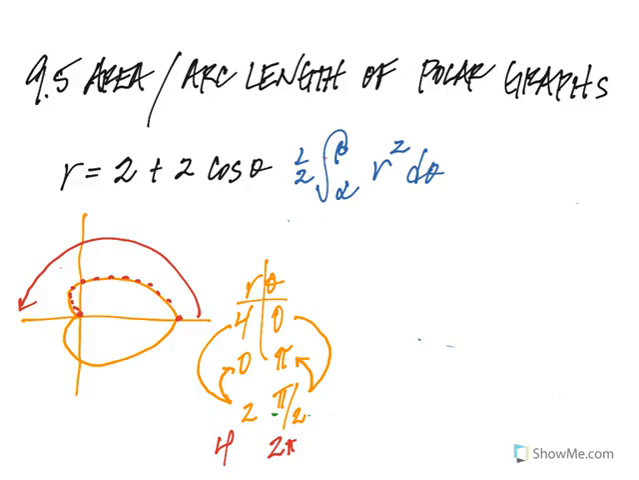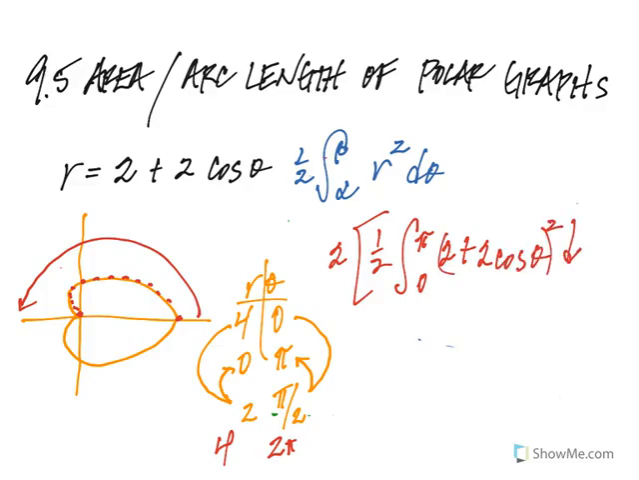So I'll write them both down here. If I use symmetry, I'm going to just take the top half of this cardioid and double the area. The area from 0 to pi, my r is 2 plus 2 cosine theta. We're going to square that, d theta, because that's the formula. That will give you the area of the top half, and then you are doubling it, of course. So that'll give you the area inside this cardioid.